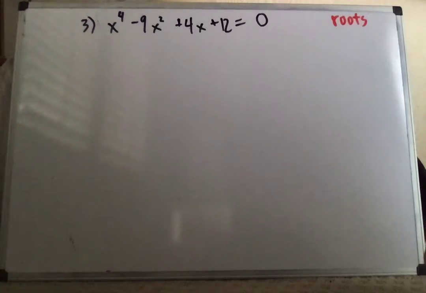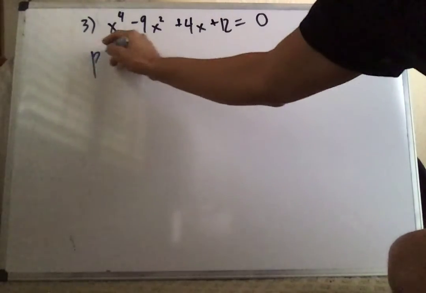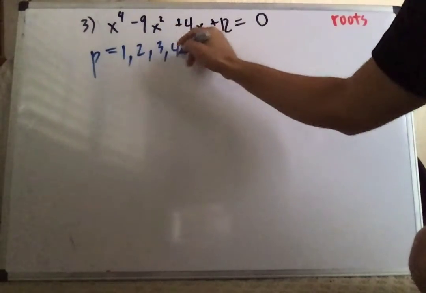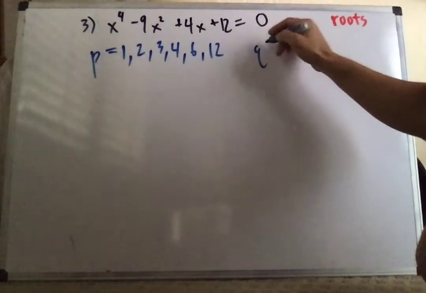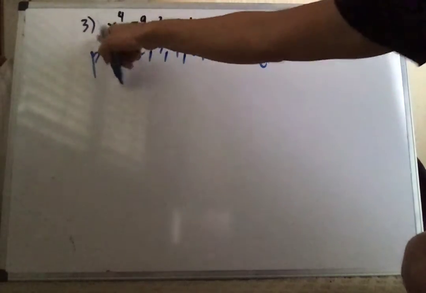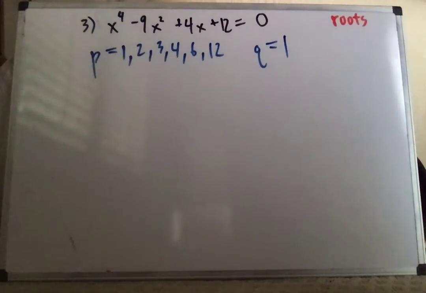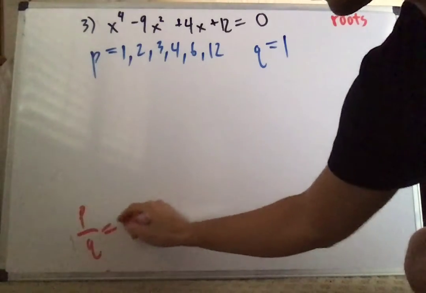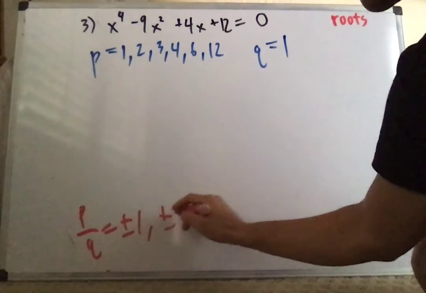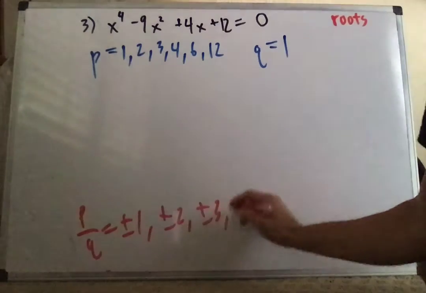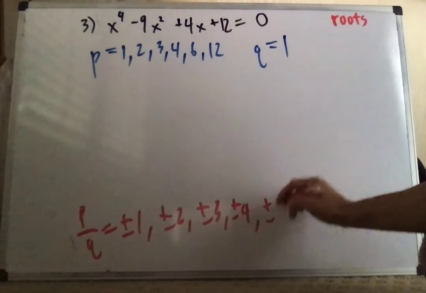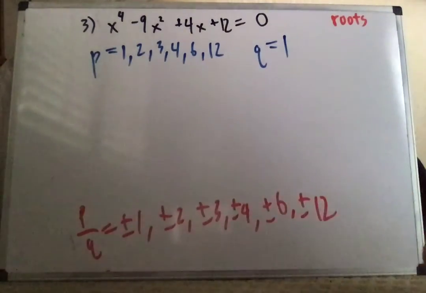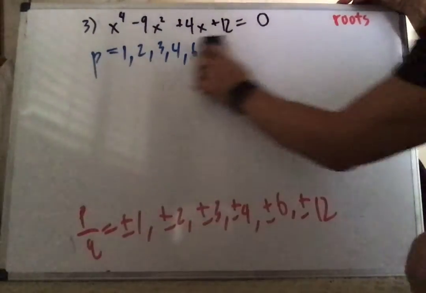Okay, I'm going to do the same thing as always. P, what are the possible P values? Things that divide 12. So 1, 2, 3, 4, 6, and 12. And what are the possible Q values? Things that divide the coefficient of the first term, which is just 1. That means P over Q is going to be plus or minus 1, plus or minus 2, plus or minus 3, plus or minus 4, plus or minus 6, and plus or minus 12. Those are the options. I'm just going to run through the gamut and check them one by one.